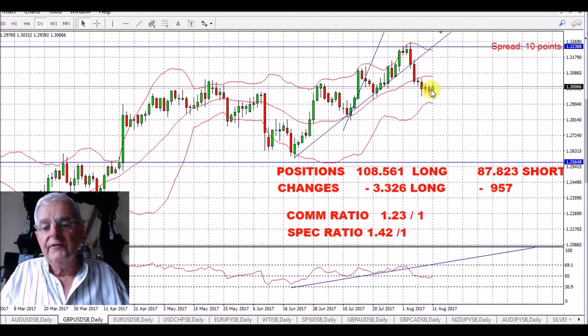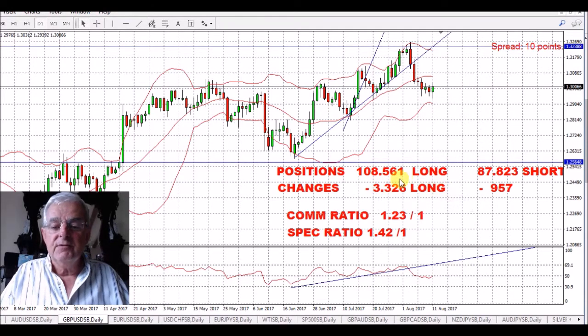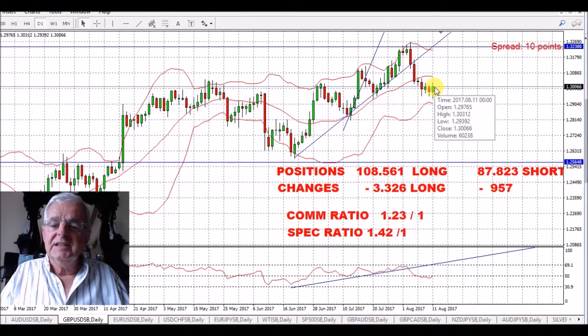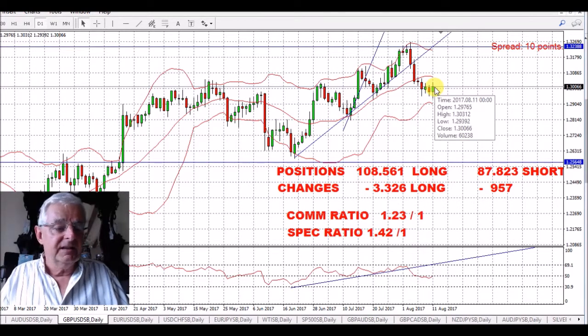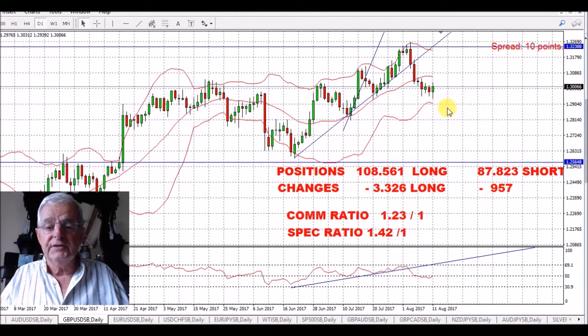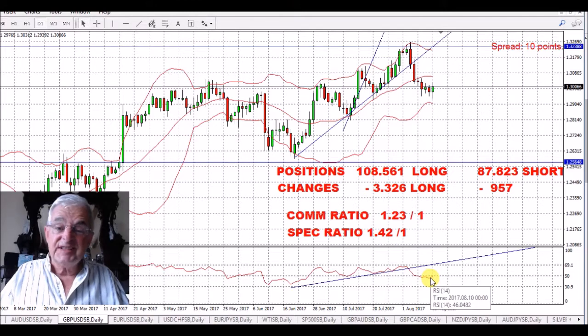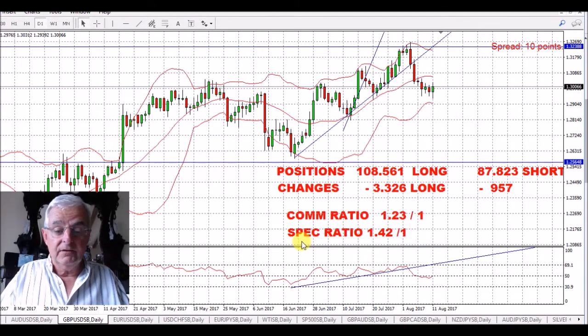So this is like Friday, Thursday, Wednesday, Tuesday. The commercials actually lost some of their longs. So they didn't actually add to anything, but they removed some of the longs. And we've had 3 days down on basically support. And we're expecting this to fall down a little bit more. So we're just slightly underneath the 50 on the RSI.